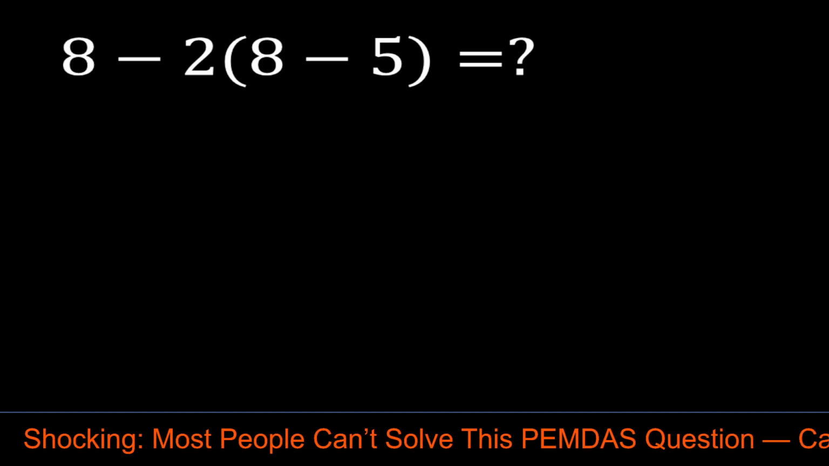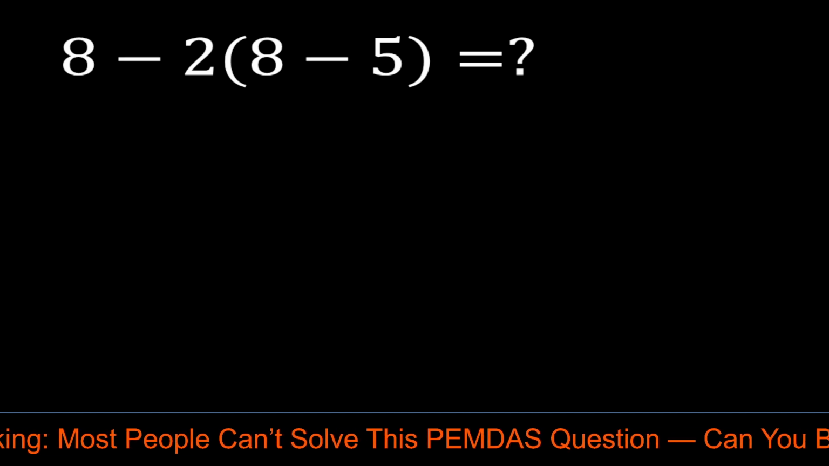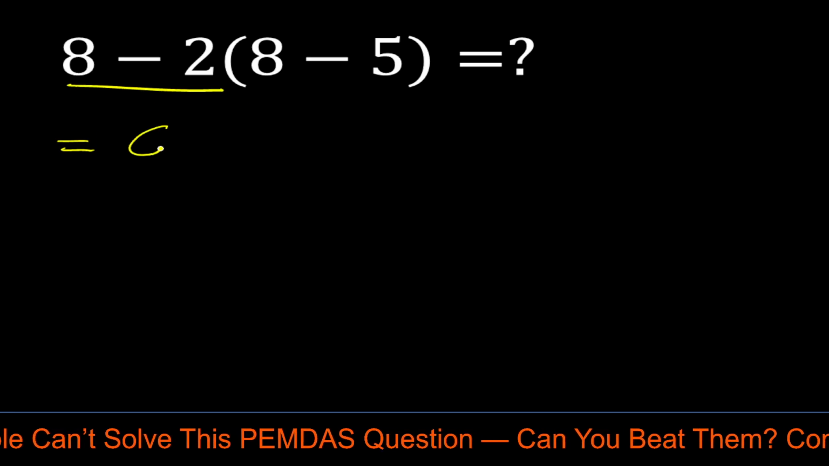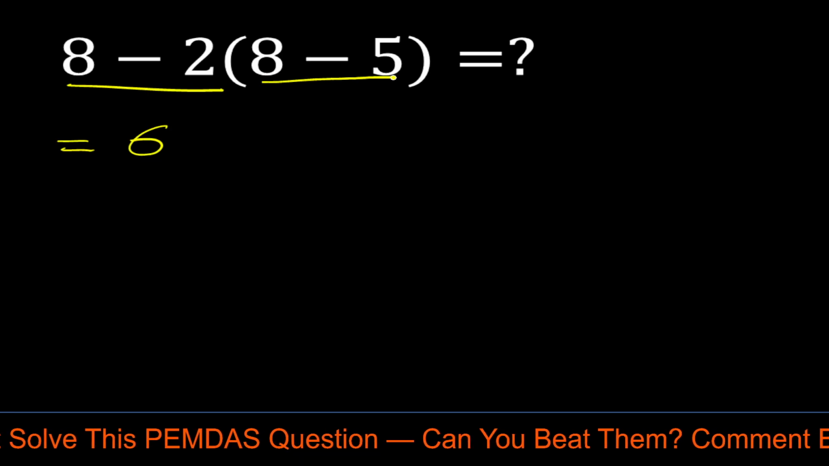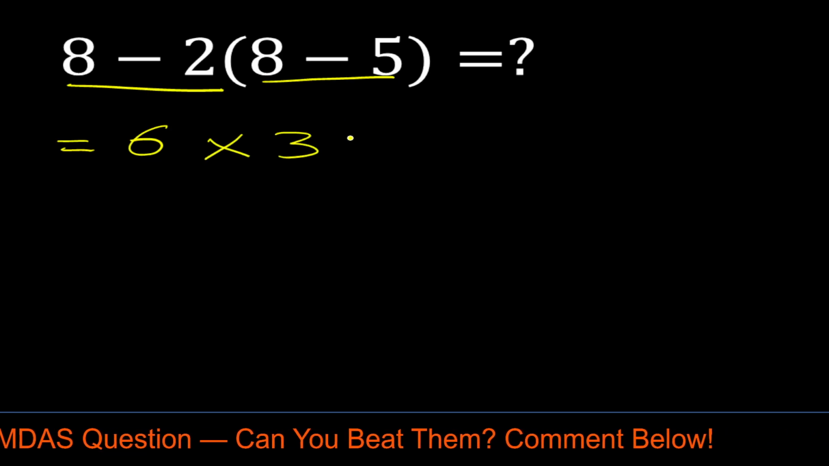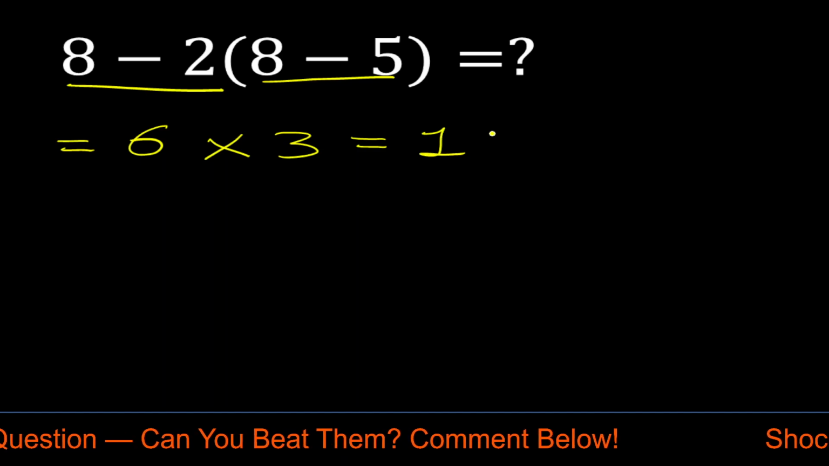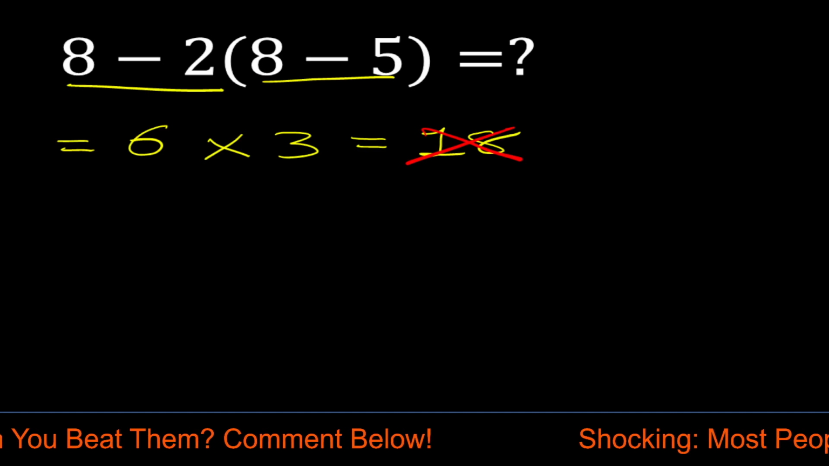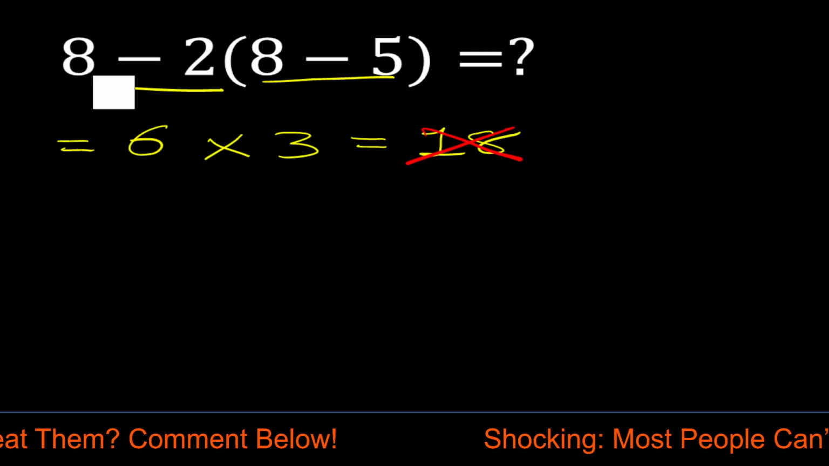So most people solve this question like 8 minus 2. So 8 minus 2 is equal to 6, right? Then 8 minus 5. So 8 minus 5 is equal to 3, right? Now 6 times 3. So 6 times 3 is equal to 18, right? But this answer is not correct. This answer is completely wrong.